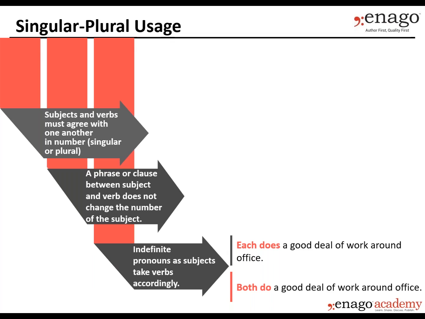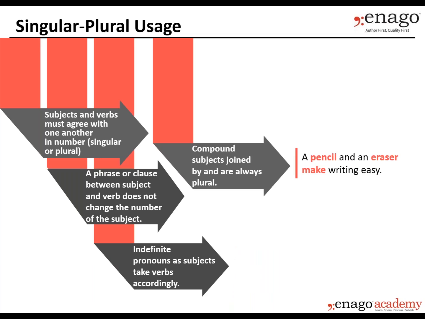And then indefinite pronouns as subjects take verbs accordingly. So each does a good deal of work around the office, but both do a good deal of work around the office. Each person, in a sense, is an individual who may act differently, whereas with both, you know they're going to be acting as a group. So remember from earlier, you'd see it as a plural. And compound subjects joined by and are always plural. So a pencil and an eraser make writing easier. It would be a pencil makes, but a pencil and an eraser make.